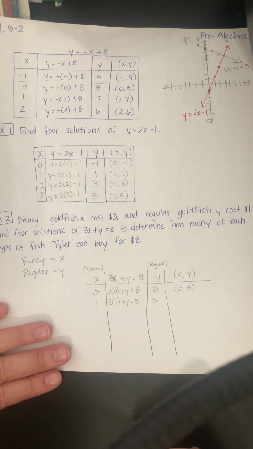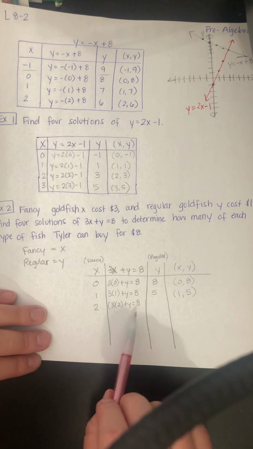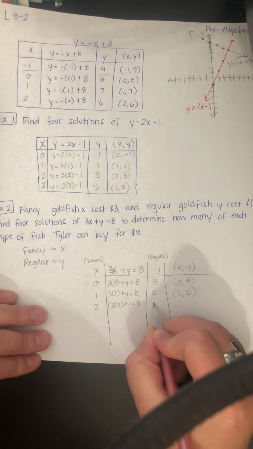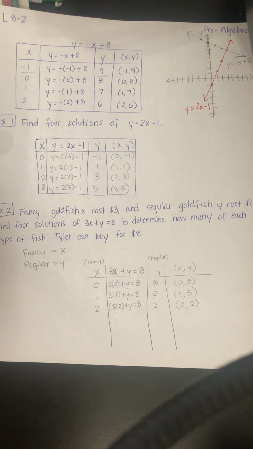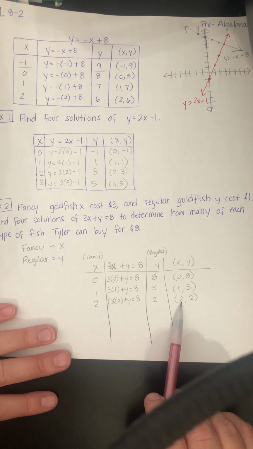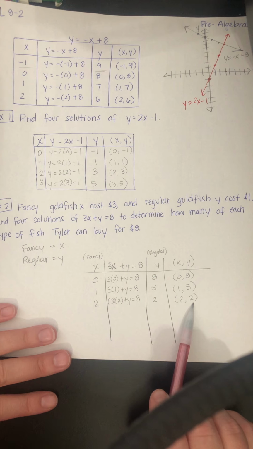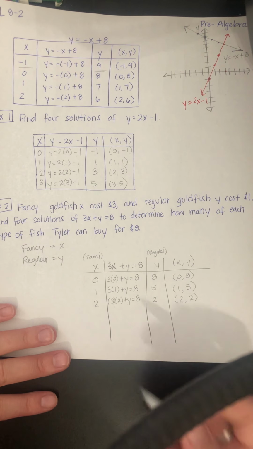Let's say he bought 2 fancy goldfish. We have 3 times 2, which is 6, plus y equals 8. We have 6 over here. We need to subtract 6 from both sides, so 8 minus 6 is 2. If he bought 2 fancy goldfish, he could get 2 regular goldfish, which would probably be my choice. Because remember, fancy goldfish are $3 each. Regular goldfish are $1 each. So we have $2 here and then $6 here because they're $3 each. So 6 plus 2 is 8.